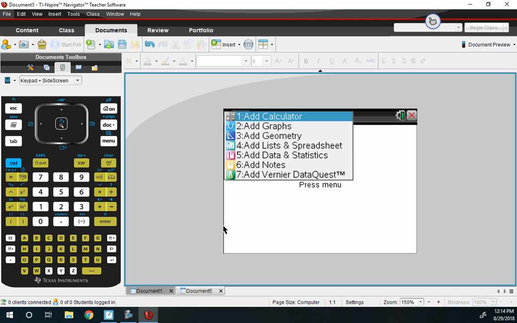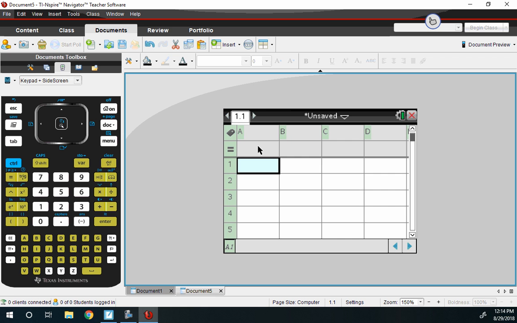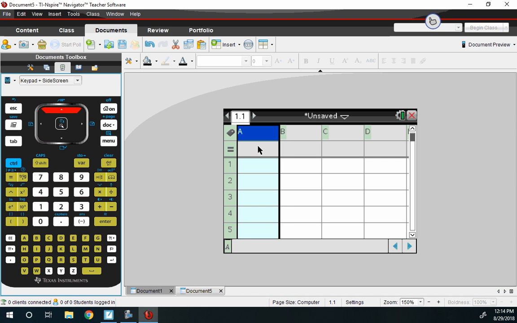Now, we're trying to take this data and organize it. Thank you, spreadsheet. So option number 4, we're going to add our lists and spreadsheets. Everybody with me here? Now, right next to cell A at the very top of the column, do you see how there's a little tag next to the A? You know what that tag stands for?